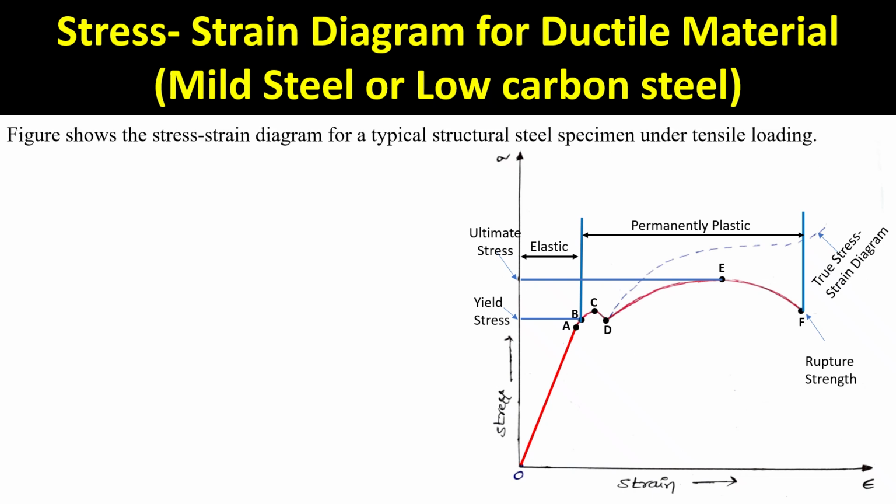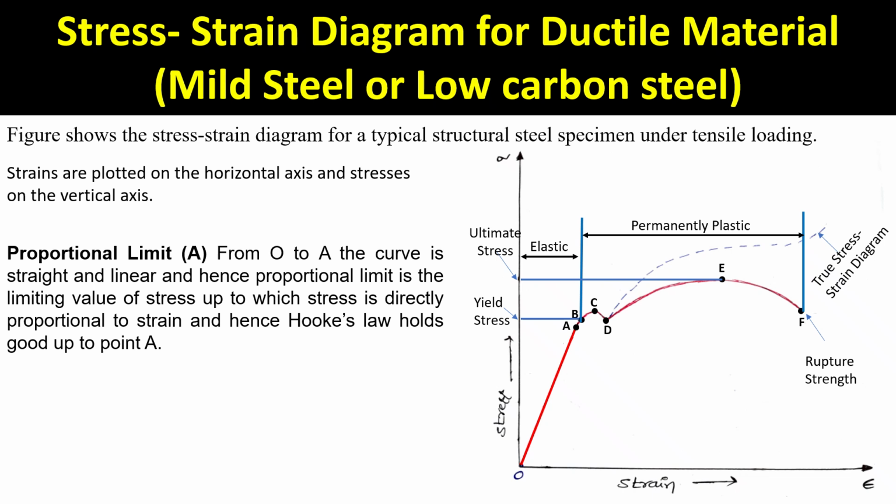So here figure shows the stress strain diagram for a typical structural steel specimen under the tensile loading. Here strains are plotted on the horizontal axis and stresses are plotted on the vertical axis. So next we will discuss the various points on the stress strain curve. So first point is the point A, that is the proportionality limit.